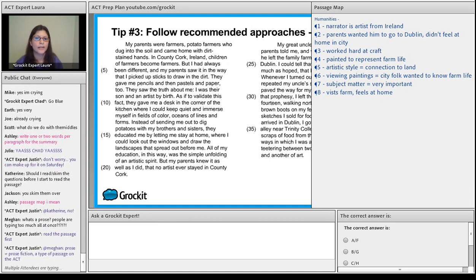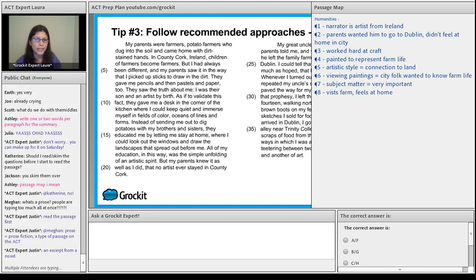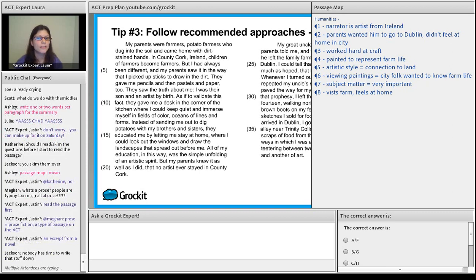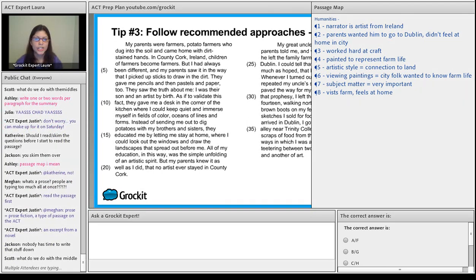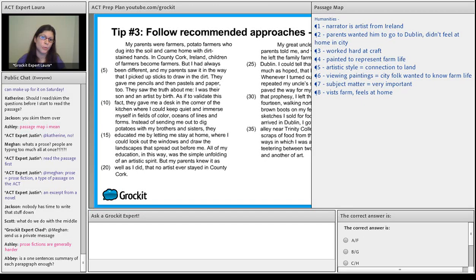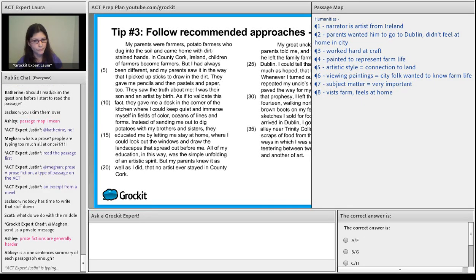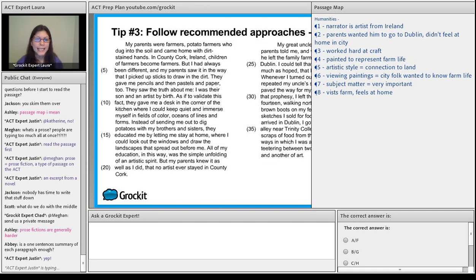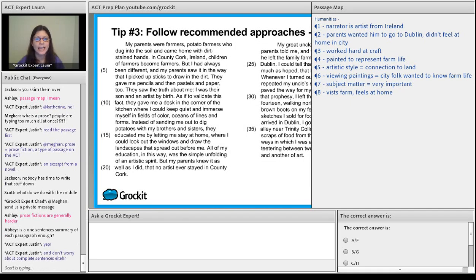The middle stuff going on. So we have parents who wanted him to go to Dublin, but he doesn't feel at home in the city. And this is a passage on Crockett, so you could actually go and see it if you work through our reading passages. He works really hard at his craft. He paints to represent farm life. He has an artistic style that connects him to the land.